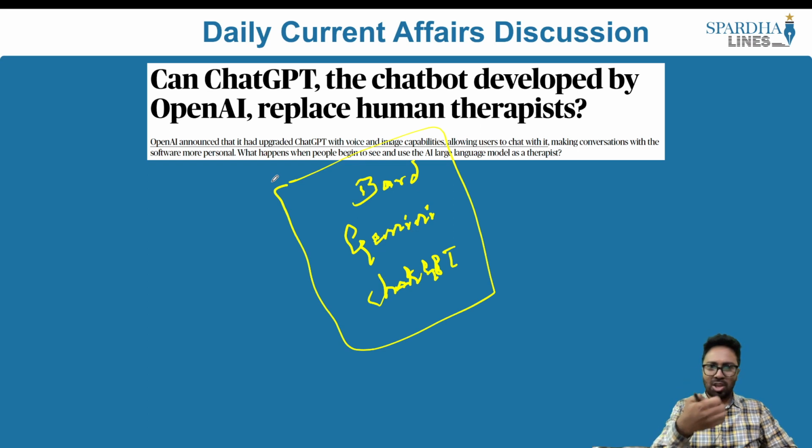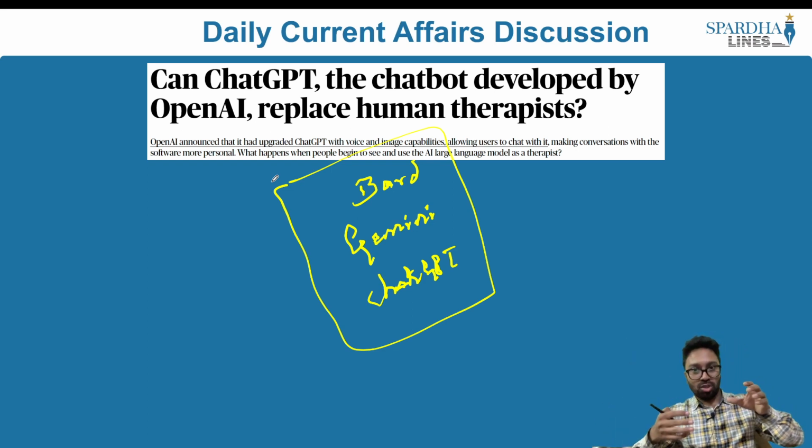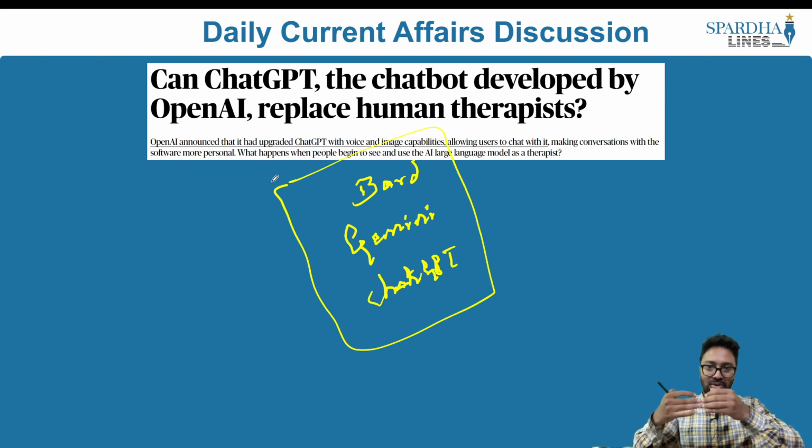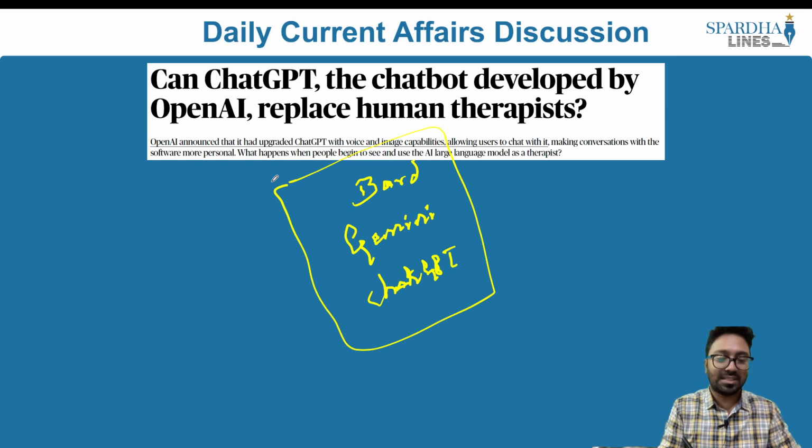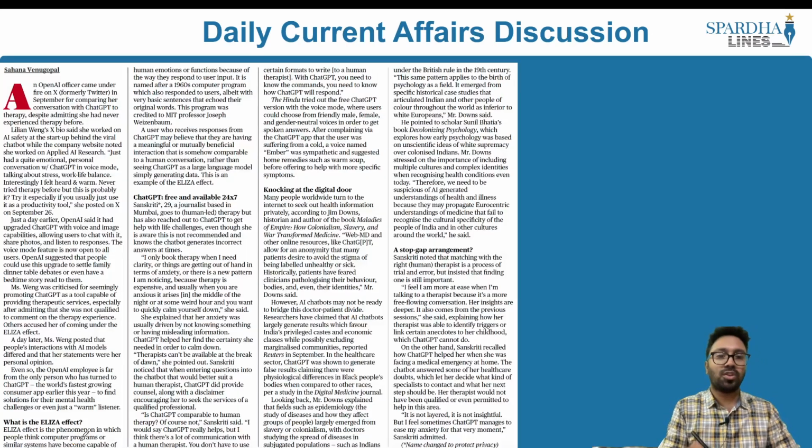ChatGPT or any other OpenAI may be able to reciprocate back, may be able to answer as well, but not beyond a particular point, because when it comes to emotions and these real-time situations, it is only a human who would be able to understand, says this article. So this article primarily focuses on the human therapist.